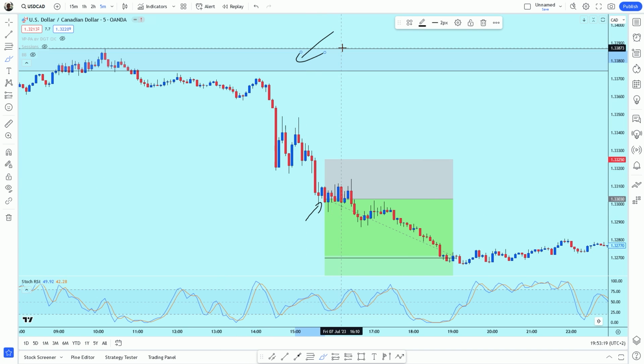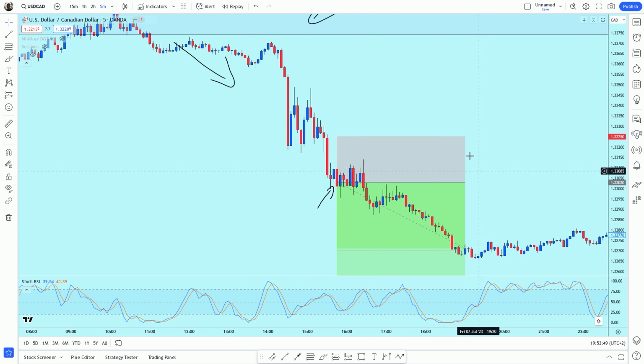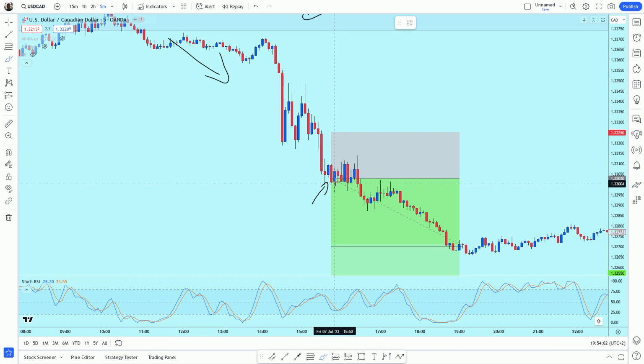Here I marked this zone as a potential resistance zone on higher time frames, and as you can see, price formed this bearish reaction. But because these moves were very fast, I couldn't find my entry point on higher time frames, so I decided to scale down to a 5-minute time frame and found my entry point here.